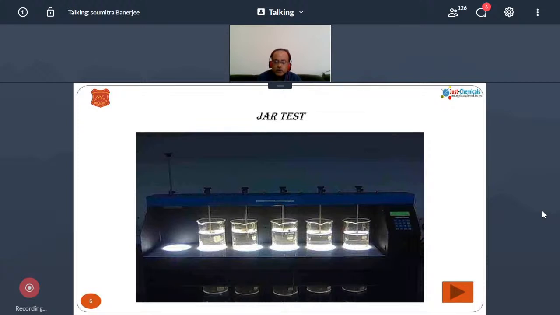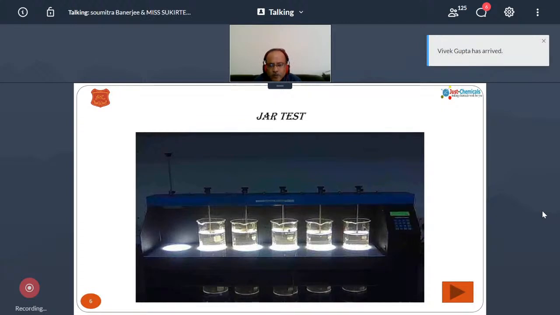Now, we allowed the mixture to go at the flash mixture speed. We allowed these speeds to match the flash mixture speed, whatever the flash mixture speed is.